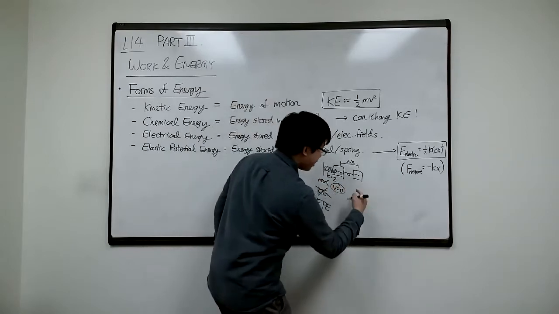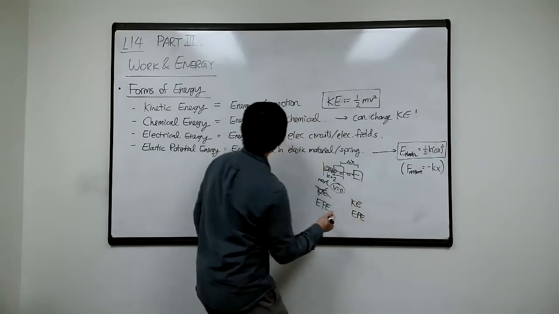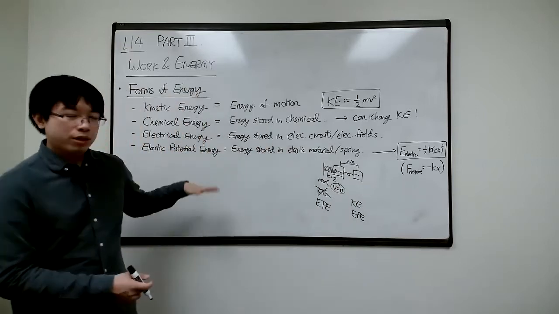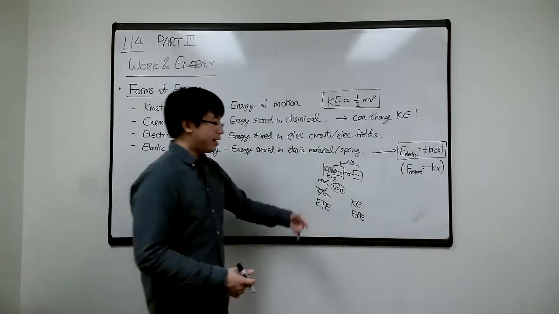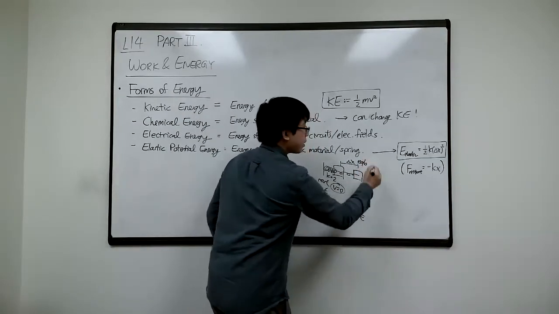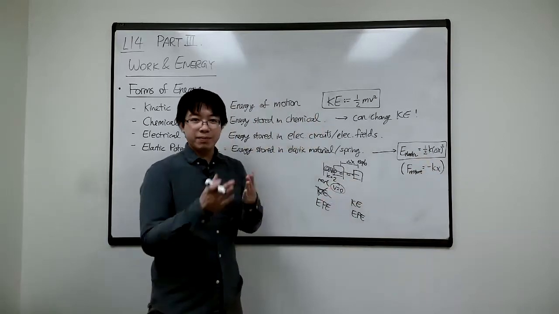And at the end, if you only have these two types, there's no chemical energy or electrical energy going on. There are other types, but I'll convince you there's nothing else going on. When you go back to equilibrium, what's the displacement from equilibrium? If you go back to the equilibrium, the displacement is 0.